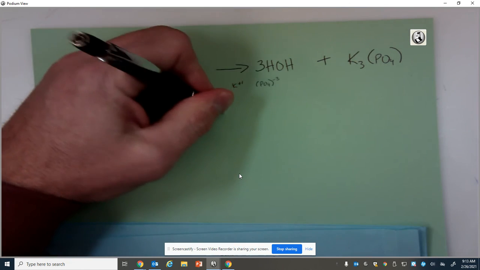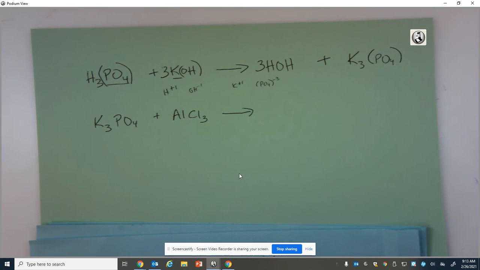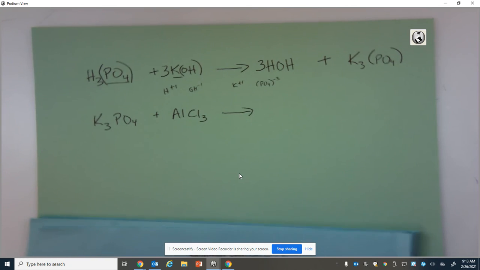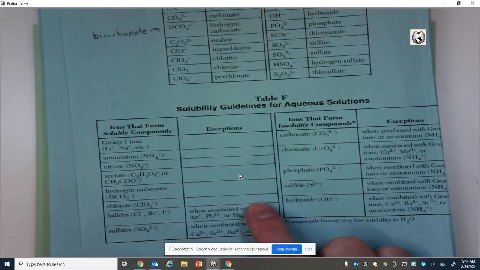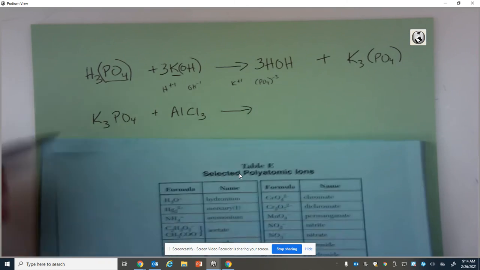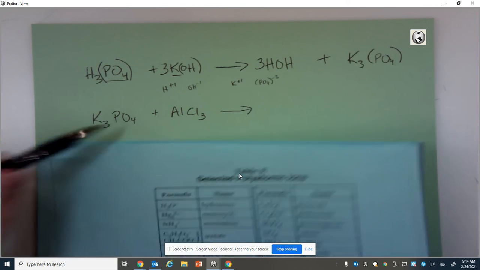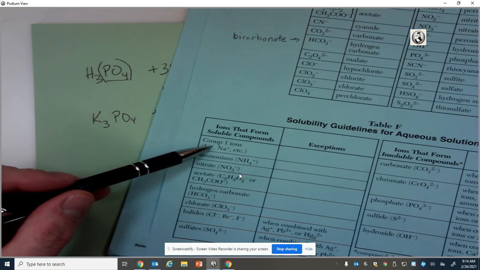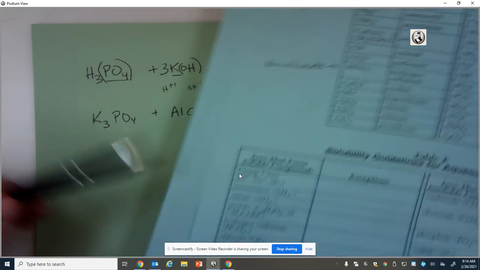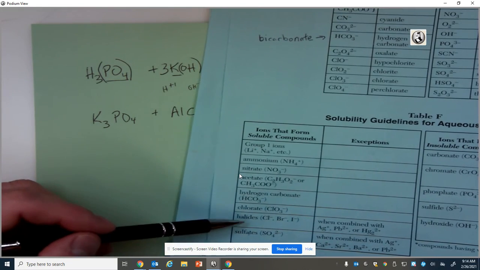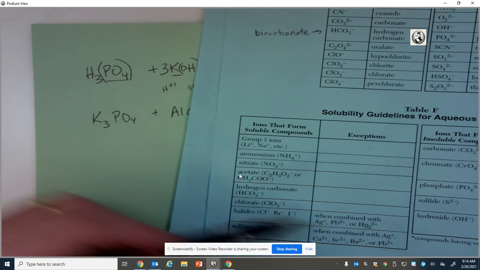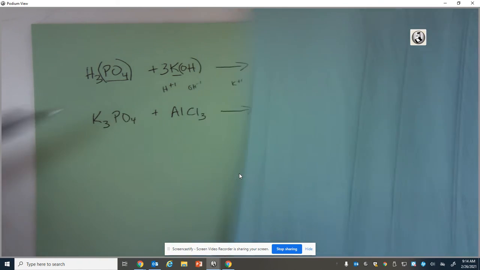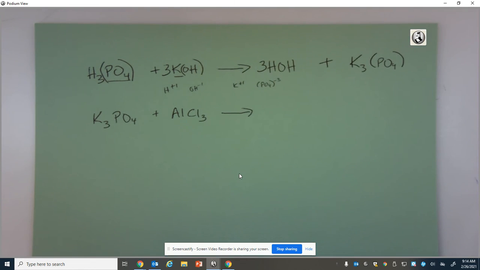These are going to react or not react. Remember, how do we tell if they react? You're going to look at table F. So we've got potassium phosphate. Potassium is a group 1 ion, so that one's definitely going to be soluble, so we don't even have to look at the phosphate. And aluminum chloride, aluminum's not on here, but chlorides are, and aluminum's not an exception, so those are both soluble, so this reaction will occur, so we're good.